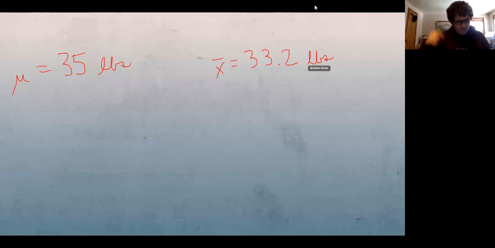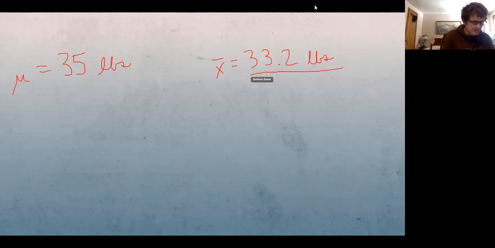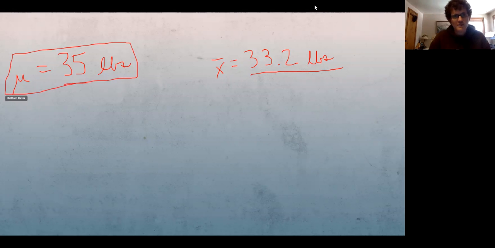And now the question is, is the fact that I got 33.2 from my sample proof that this 35 pounds is incorrect? Should the true population mean be lower than that? Do we have evidence to support that idea? And here's where it intersects with the sampling distributions that we're learning about right now.